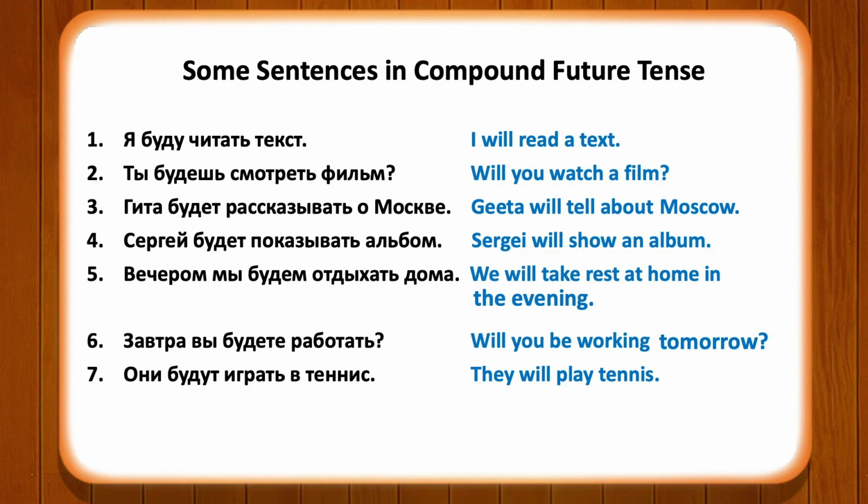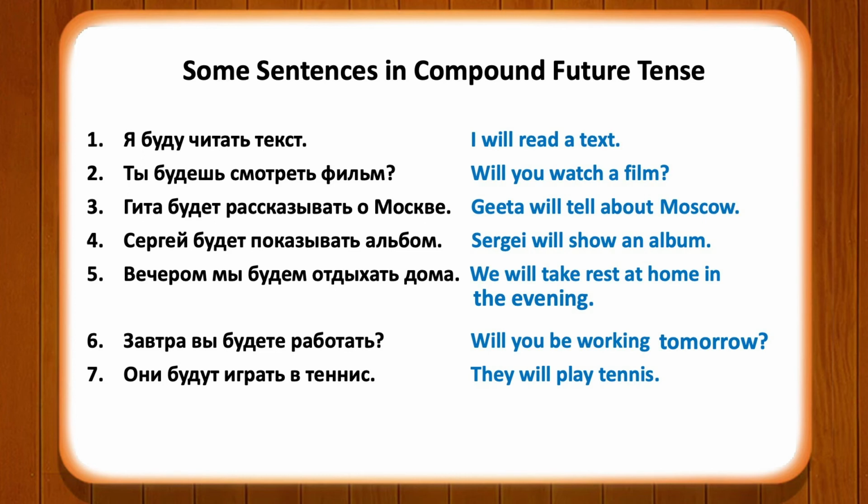The next sentence is Гита будет рассказывать о Москве. The verb used here is рассказывать, which denotes to narrate. The future tense form of the verb рассказывать will again be formed by the use of the auxiliary verb быть. Гита is the name of a girl, so the form used of the auxiliary verb быть will be будет. So Гита будет рассказывать о Москве. It means Gita will tell us about Moscow. О Москве means about Moscow. She will narrate about Moscow.